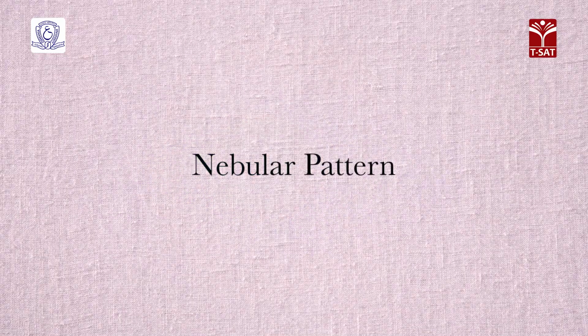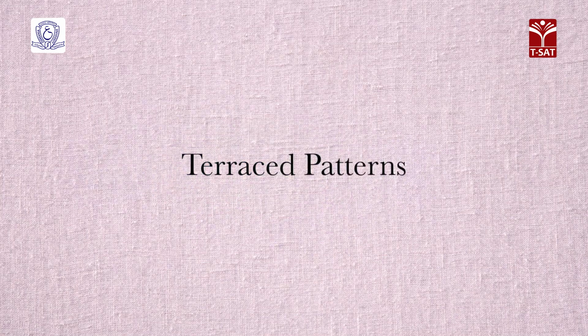Next, we have the nebula pattern. When the shape of a settlement resembles a nebula, it is known as a nebula pattern of rural settlement. The arrangement of the roads in such a settlement is generally circular, which ends at a central location, the nucleus of the village. Next, we have the terraced patterns.